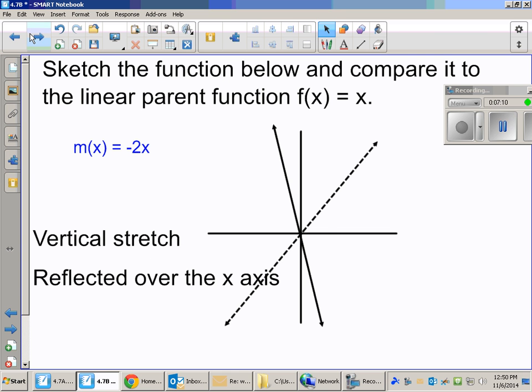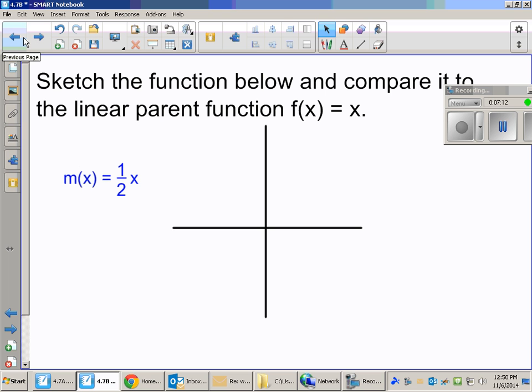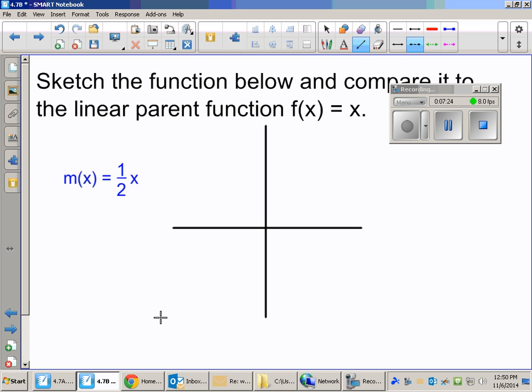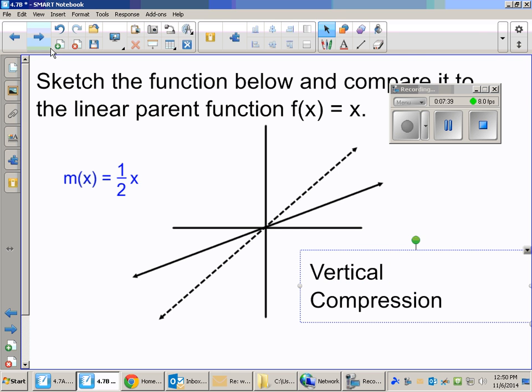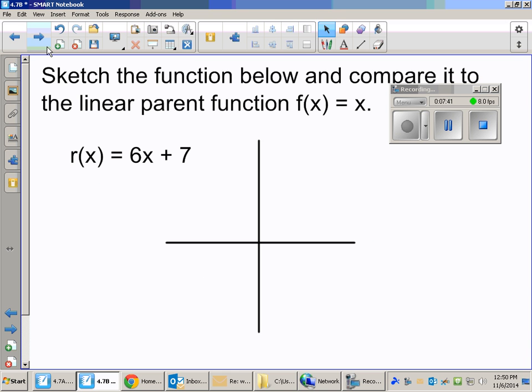All right, next one. Pause the video. Okay, I'm going to sketch my parent graph on there. The only thing that's different is that my slope is less than 1, so it's going to have a shallower, or less steep, slope. When our slope is less than 1, we call that a vertical compression. Pause the video and try this one.